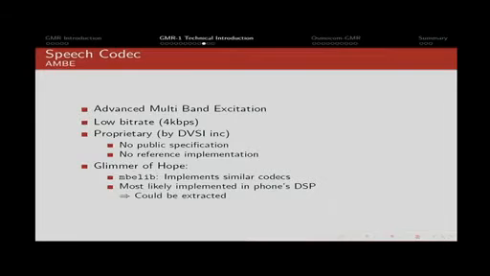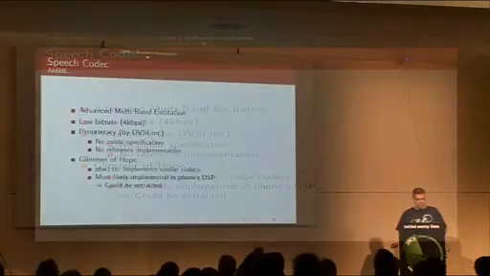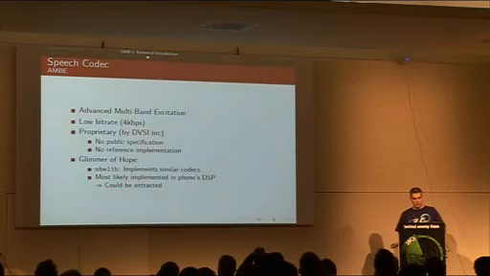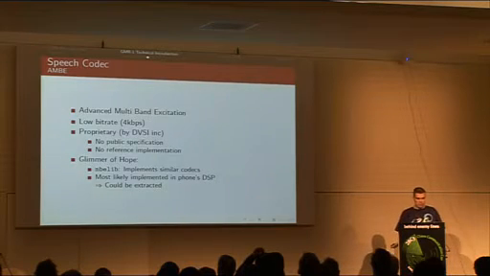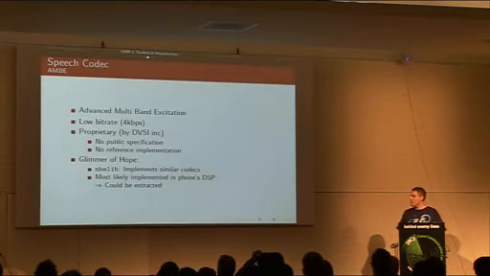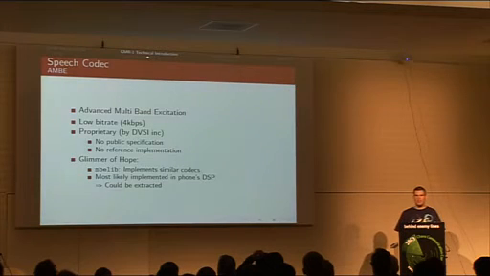Okay, the speech codec was, as I said, they used a new codec called AMBE, or at least the codec family is called AMBE, standing for Advanced Multiband Excitation. It's low bit rate to feed the need of a satellite channel. Unfortunately, it's proprietary by a company called Digital Voice System Incorporated. There is no public specification whatsoever, and there is no reference implementation provided, which is kind of a problem for us, because that means that we can neither decode nor encode speech data.